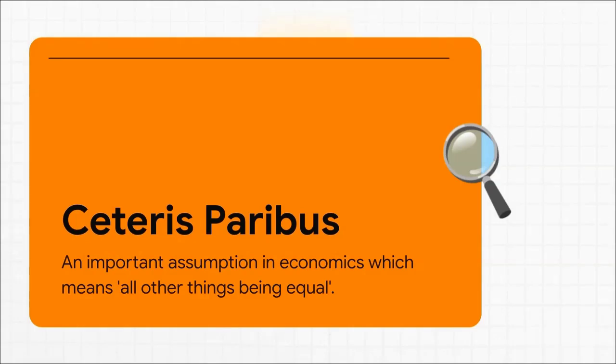Now, to make these simple maps actually work, economists use this fundamental assumption, a little bit of Latin called ceteris paribus. It just means all other things being equal. So, if they want to figure out how, say, a drop in the price of coffee affects how much we buy, they have to assume just for that moment that nothing else is changing. Not your income, not the price of tea, nothing. It's how they isolate one thing at a time.